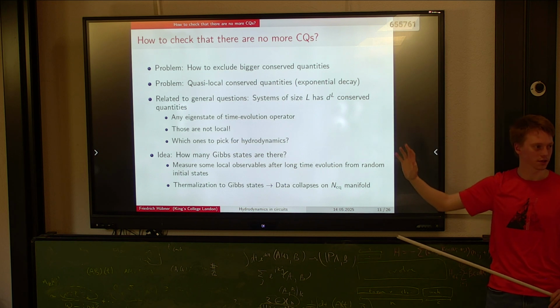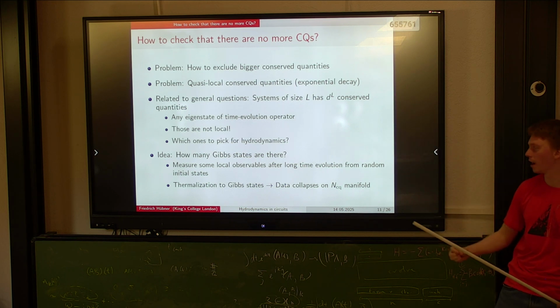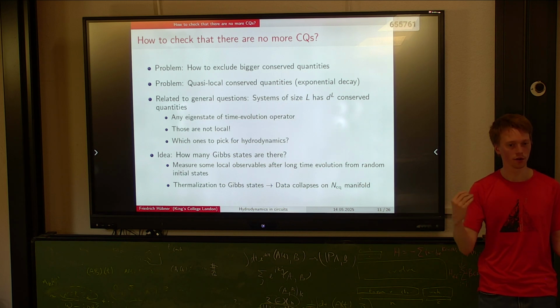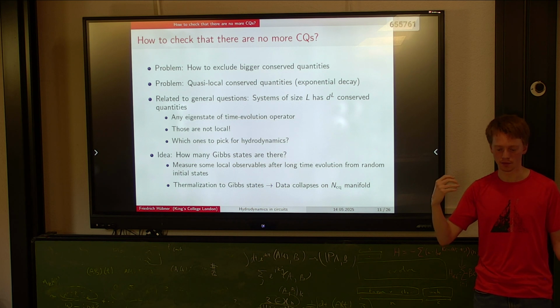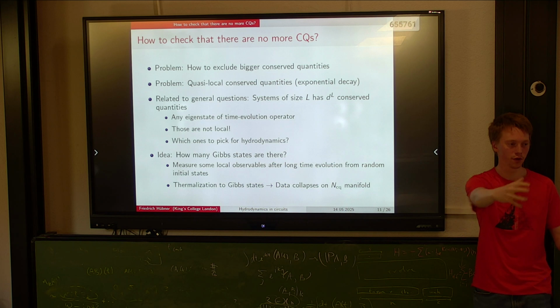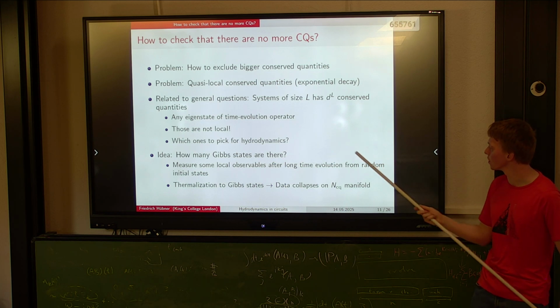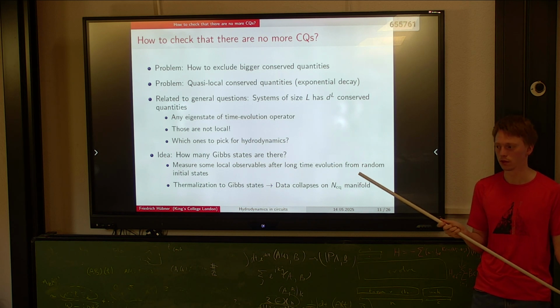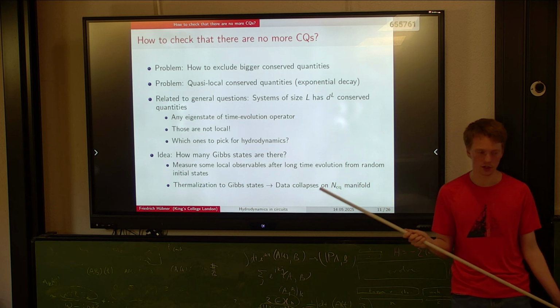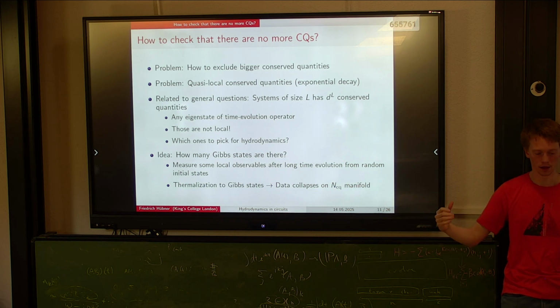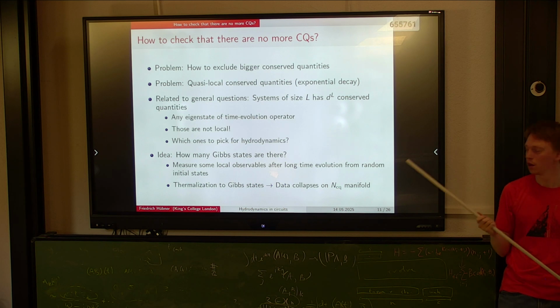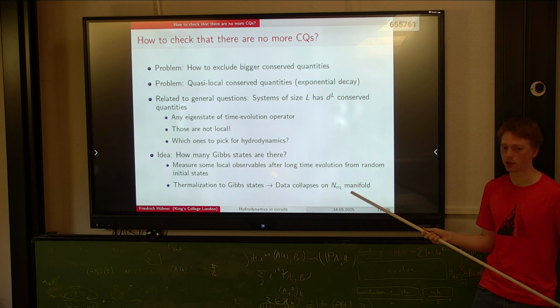Let's just be intuitive, and the idea is that all the conserved quantities that should be relevant for hydrodynamics are all the conserved quantities I can relax to. So the number of conserved quantities should be the number of Gibbs states that I have in my system. This is very easy to check: you just start with some random initial state, you evolve it for some time, it should relax to one of these thermal states, and then the only thing you need to do is count the dimension of this manifold.